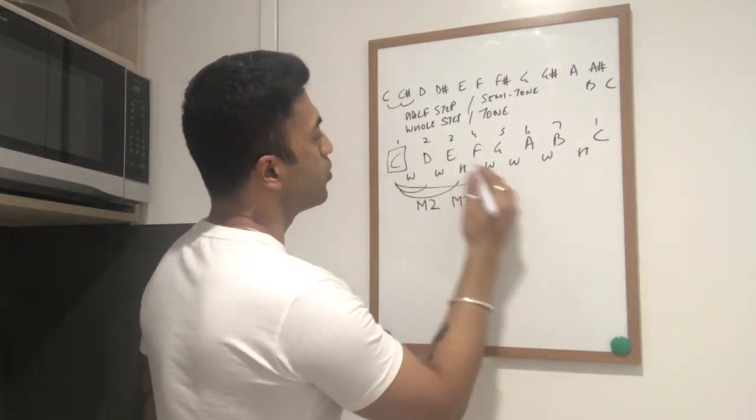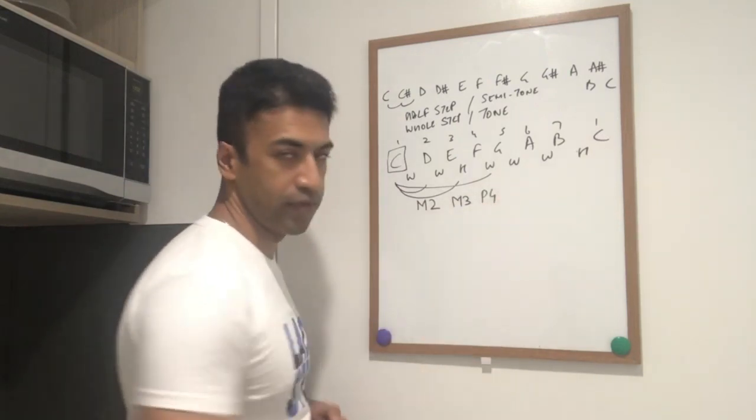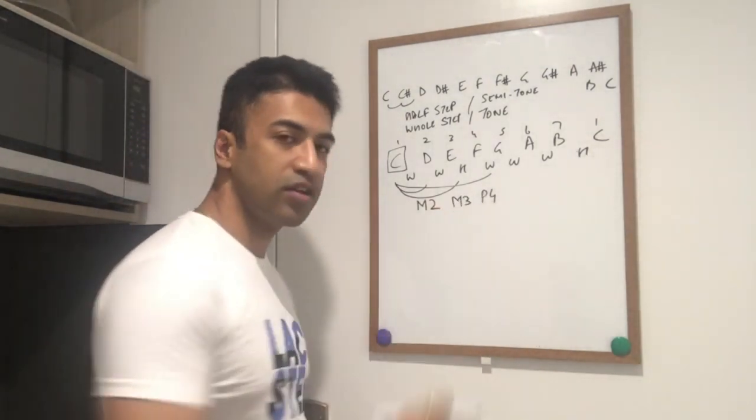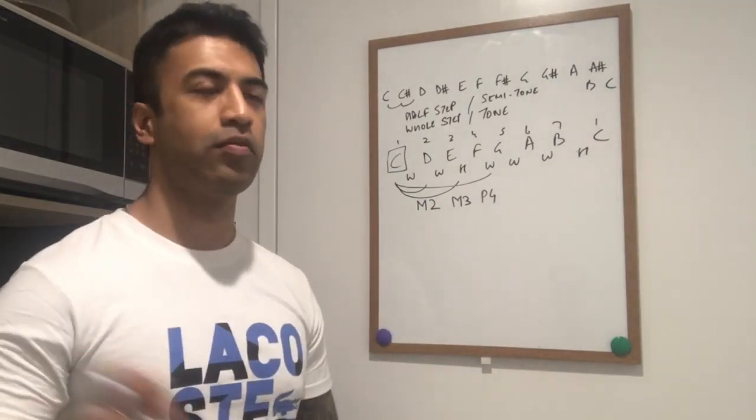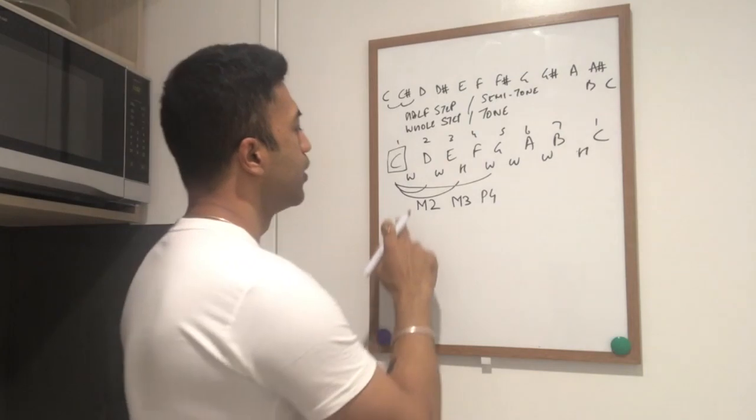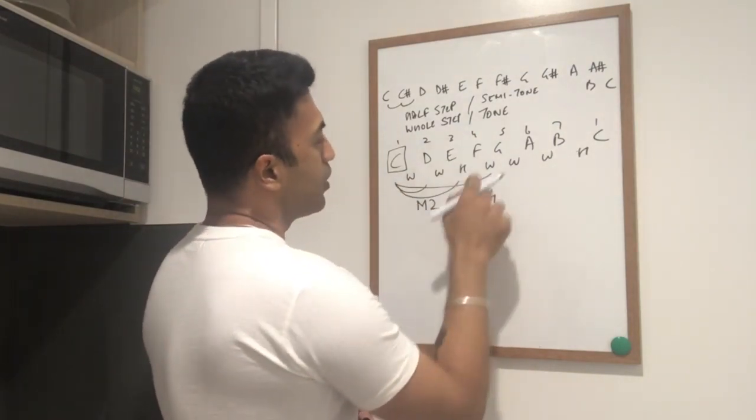1 to 4, C to F, is called a perfect fourth. Now there is a reason why it's called a perfect fourth and not a major fourth. But it's not really important for this particular lesson. I'll probably make a lesson some other time. 1 to 4 is a perfect fourth.